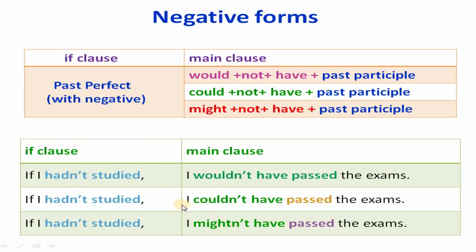I took the same example here. If I hadn't studied, I wouldn't have passed the exam. Negative is there, and here also negative. If I hadn't studied, I couldn't have passed the exams. If I hadn't studied, I mightn't have passed the exams. So here had includes negation, and the modals also include the negation. Mind it while writing these negative forms, negative is a must in both parts. This kind of question they ask in the exam.